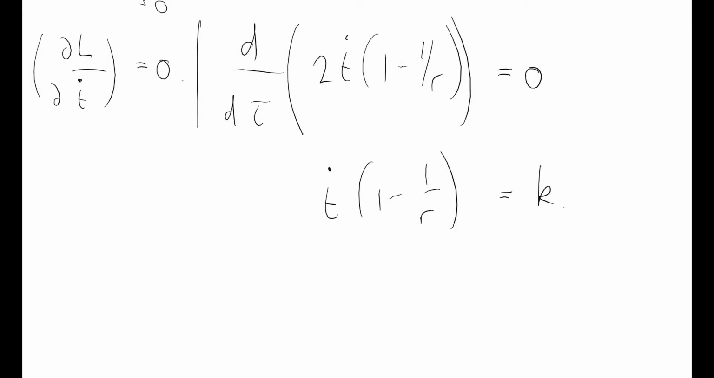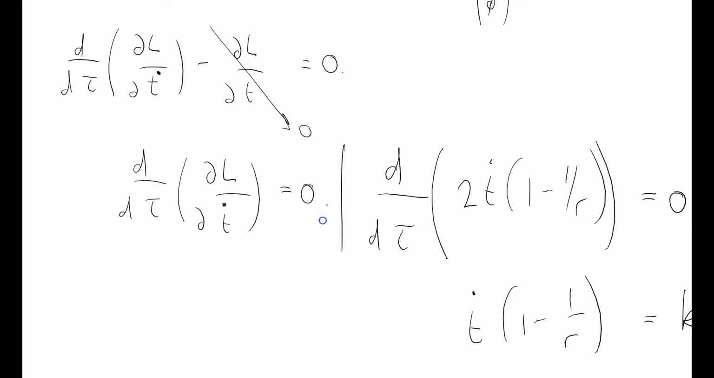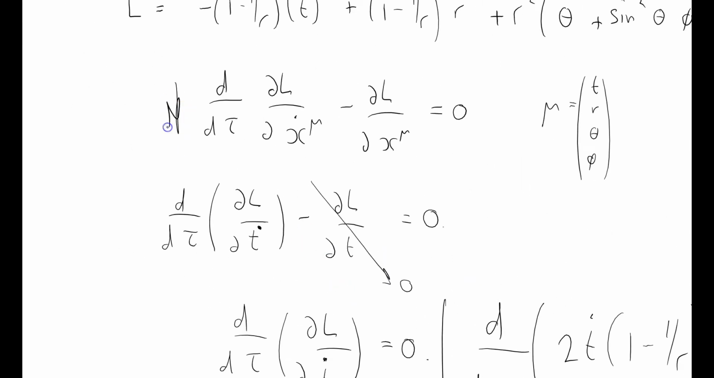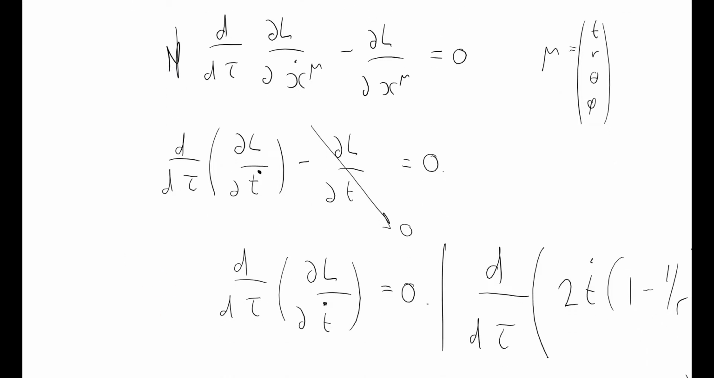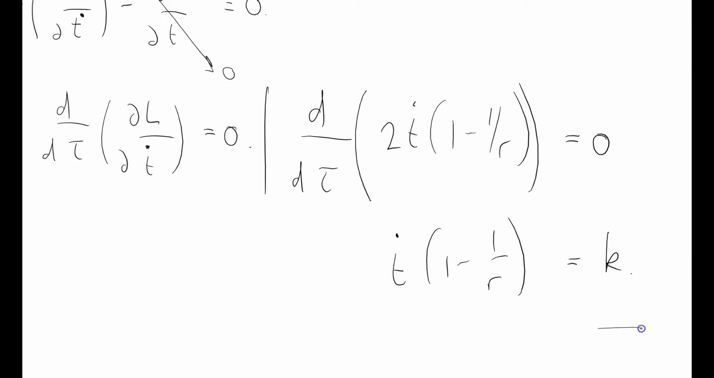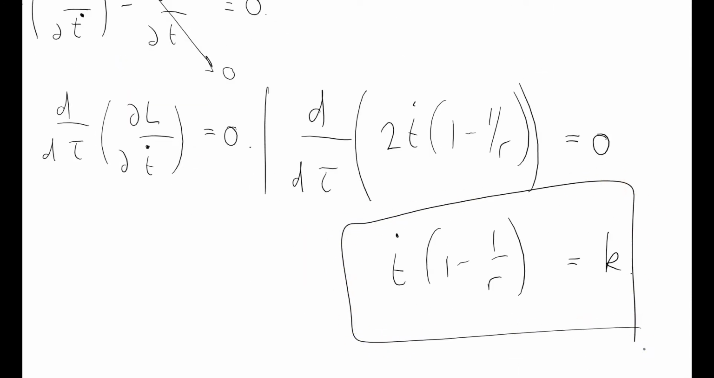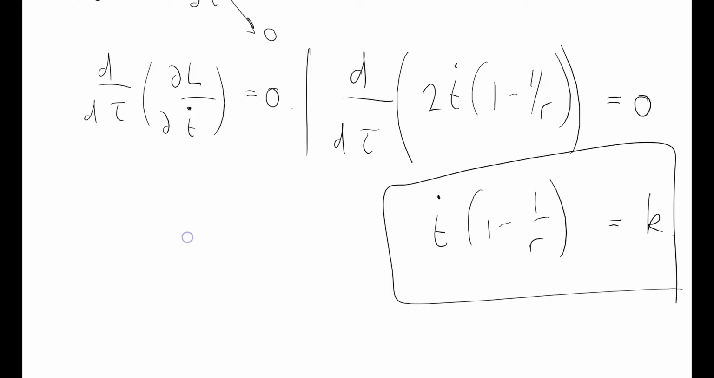General relativity, step by step. And when I say step by step, I mean it. What have we been doing? We've been looking at the Euler-Lagrange equations here, and I pointed out that this equation here is actually 4 equations all rolled into one. And we looked at the time component, the 0th component, of this equation here. And we've got this beautiful result here, t dot (1 minus 1 over r) equals k. Beautiful. Right, now let's do the next one.